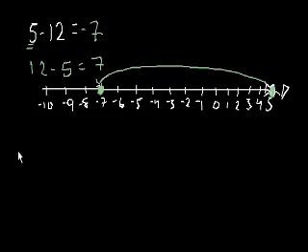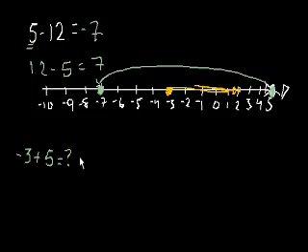Let's do another one. What if it was negative 3 plus 5 equals what? Well, let's use the same number line. Let's go to negative 3 plus 5. We're going to go to the right 5: 1, 2, 3, 4, 5. It's 2.